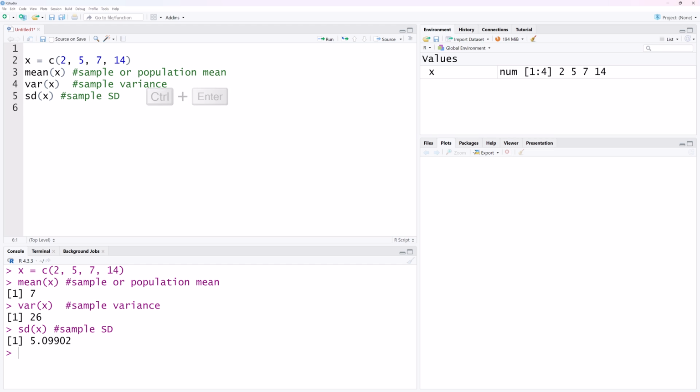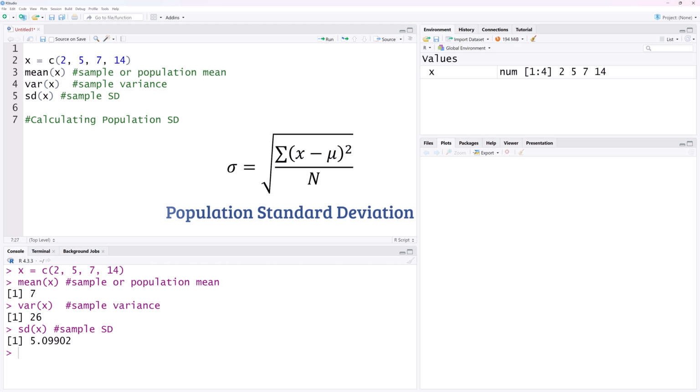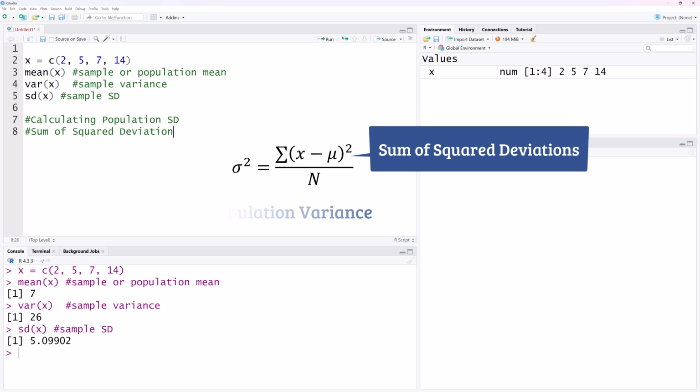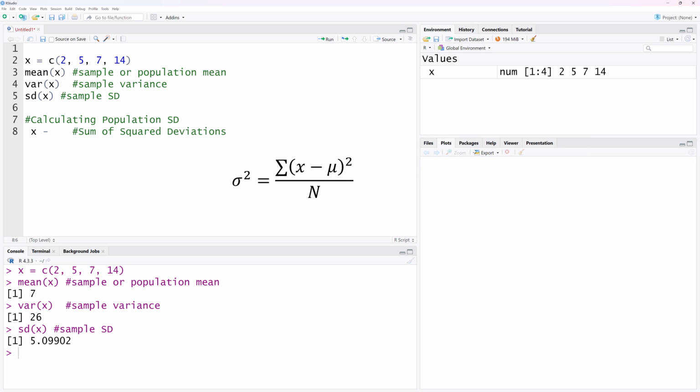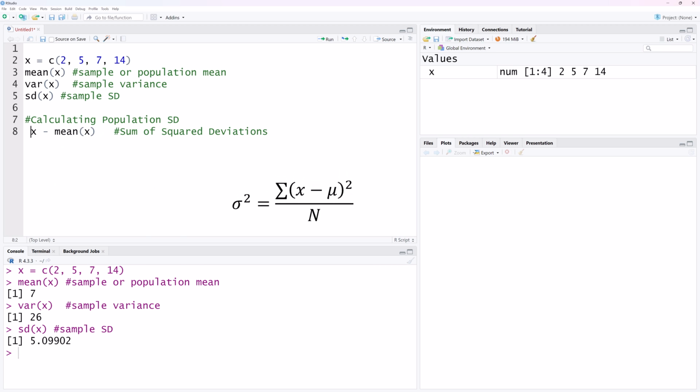Control Enter. Now, to calculate the population standard deviation, we need this formula. The content of the square root is the population variance, which has a numerator called the sum of squared deviations. The deviation is x minus the mean of x. We then square it to obtain the squared deviations. Next, we take the sum, and we have the sum of squared deviations. Let's call it SS. Control Enter.